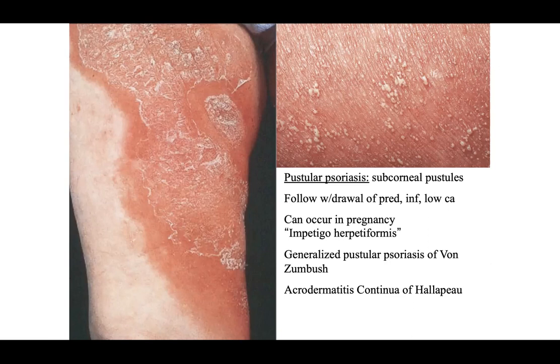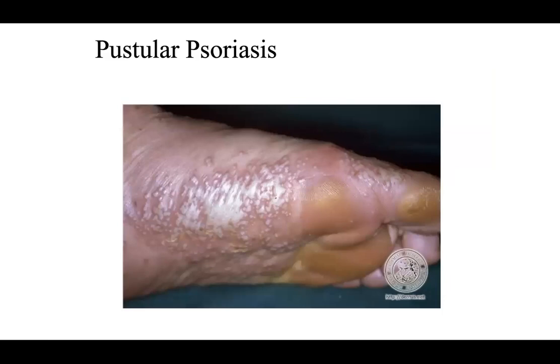Impetigo herpetiformis is a term that is essentially pustular psoriasis, but it occurs in pregnancy. So the term obviously implies infections here, impetigo implying staph infection, and herpetiformis implying a herpes infection, but it has nothing to do with infection. It's all pustular psoriasis. And acrodermatitis continua of Hallopeau typically affects the distal digits, but it's essentially very similar to pustular psoriasis. So here's an example of pustular psoriasis, more of a plantar involvement.